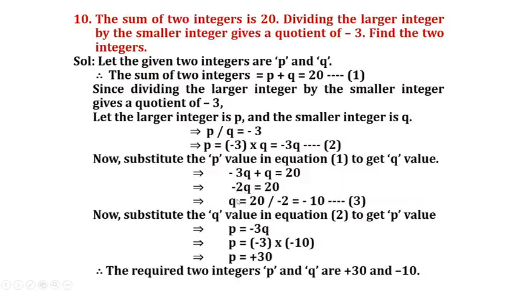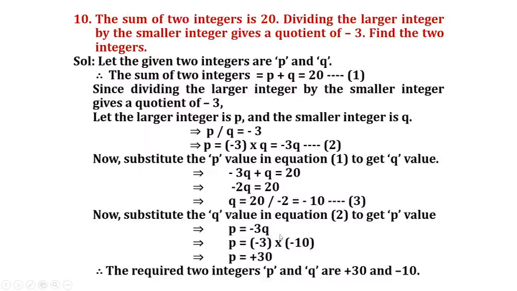By sending minus 2 to the right side, you will get q is equal to 20 divided by minus 2. 2 can divide 20 ten times, so minus 10. Because the numerator and denominator have different signs, you will always get a minus sign. So q is equal to minus 10. Now you know the value of q. You can find p by substituting this q value. So p is equal to minus 3q. Therefore p is equal to minus 3 into minus 10.